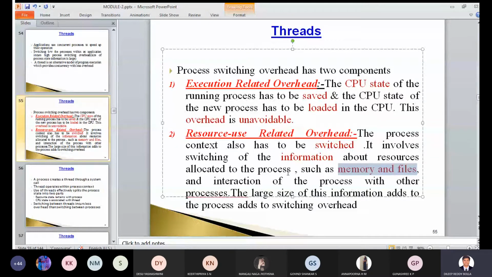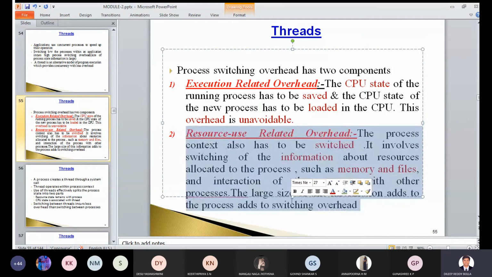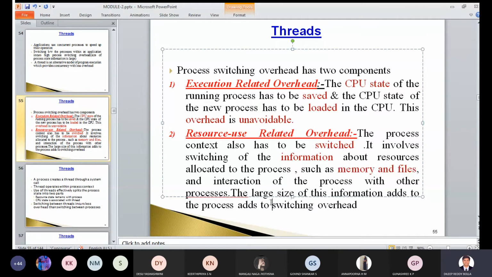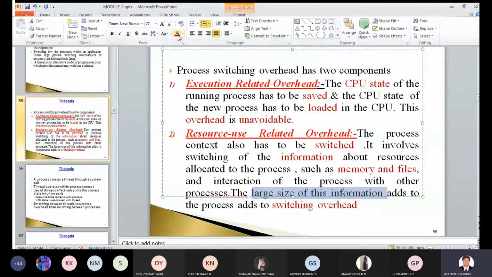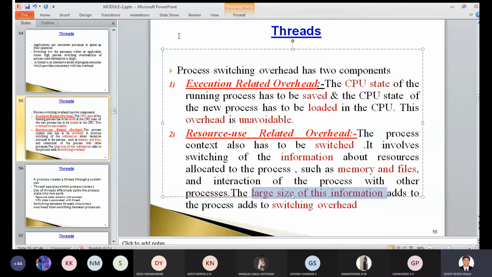For example, process P1 is switching to process P2. Now process P1 uses Bluetooth. Process P2 also uses Bluetooth. Then what to do? Whether we need to switch that also or leave it and start afresh, all that has to be taken care of. The large size of information adds to the switching overhead. As we are switching the process, along with the process this information also has to be carried. That becomes the overhead. Is that clear now?